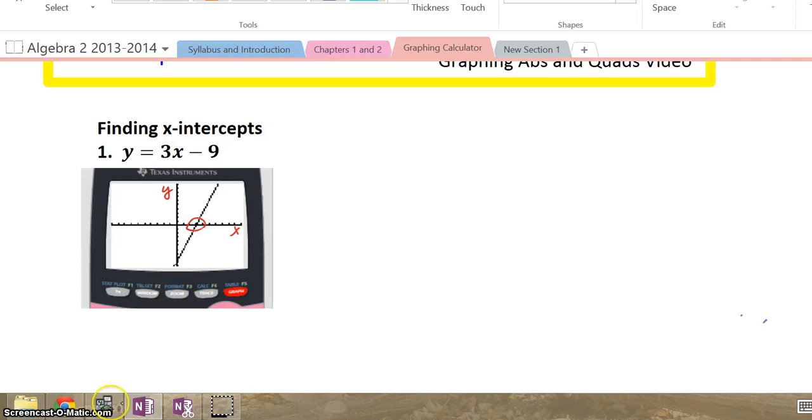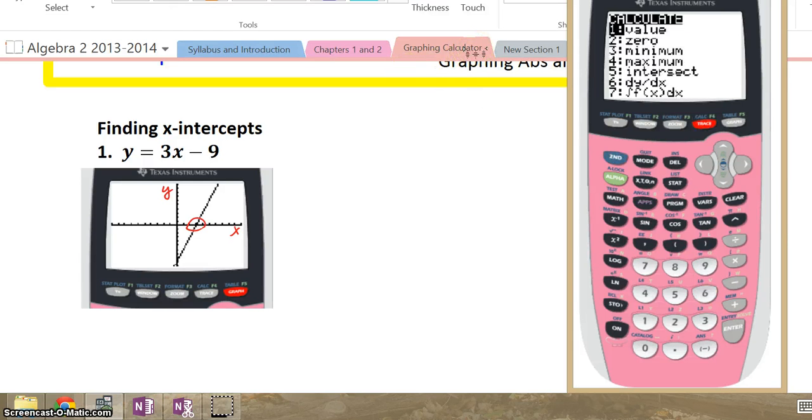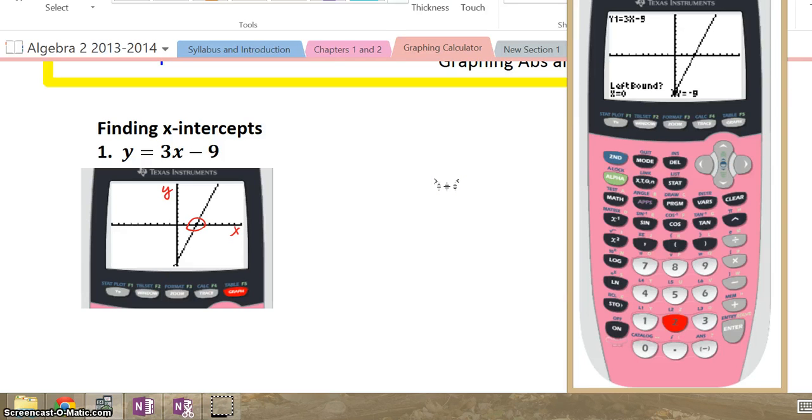Okay, so we're going to go in the calculator and we're going to go to calculate, which is second trace. Anytime you want to actually calculate something, that's where you go. So second trace will pull up your calculate screen, and an x-intercept is also called a zero. So we're going to choose the option 0 because that's where the function hits 0. It's where the y is 0. So we're going to choose 0, number 2.